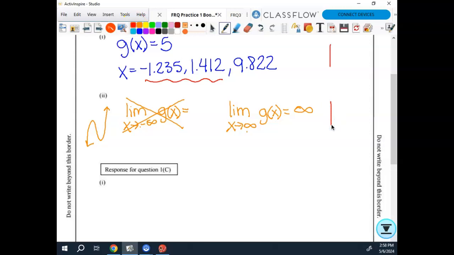Y'all cleaned up your notation a lot. There were a couple of people, I made some notes like, you were almost there and maybe you would get credit, but I just don't know. And so we want to be very careful with how we write this. Let me write mine a little bit neater. So limit as x approaches infinity of g of x equals infinity. So that's a little bit better so you can see the notation better.